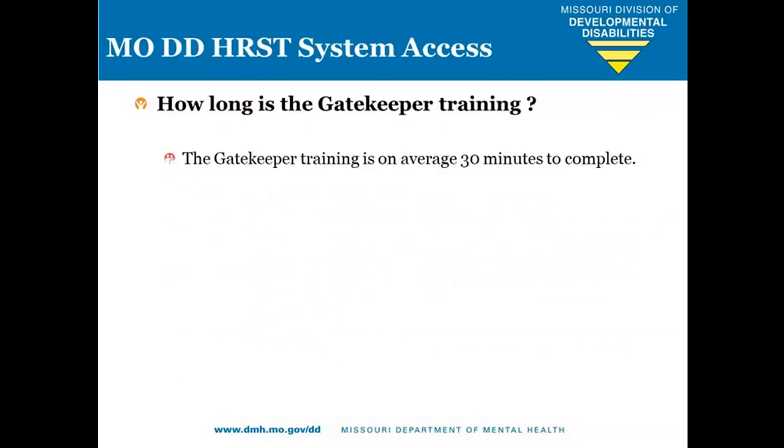How long is the gatekeeper training? The gatekeeper training is on average about 30 minutes to complete. The person who is your agency's designated gatekeeper will receive an email from Intellectability with a link to be able to set their password with their login information. With this, they will be able to log into the MO DD HRST system. Once the gatekeeper logs in, they will have the gatekeeper training come up to complete. It will be stored in their training library so they can access the training for a refresher at any time. Also, each agency can have more than one gatekeeper. It is a good idea to have at least two eventually so that you have a backup.